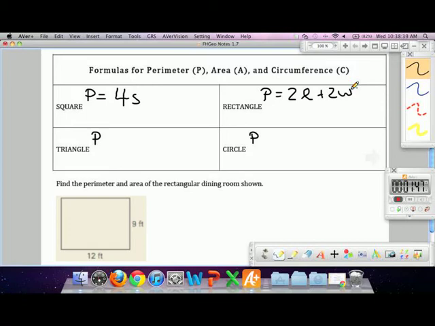A triangle, in general, doesn't have a great relationship between its sides. So we'll say it's side 1 plus side 2 plus side 3. We'll just add all the side lengths together. It's nothing fancy. Add whatever the 3 sides are.